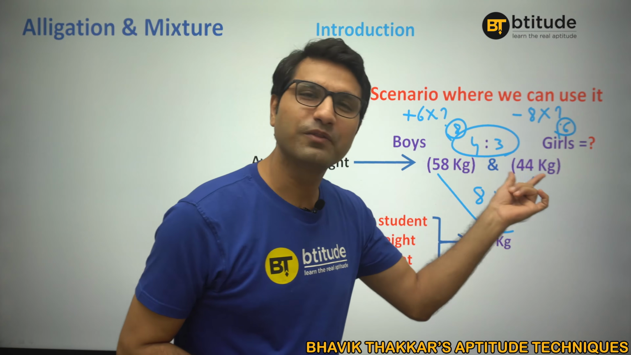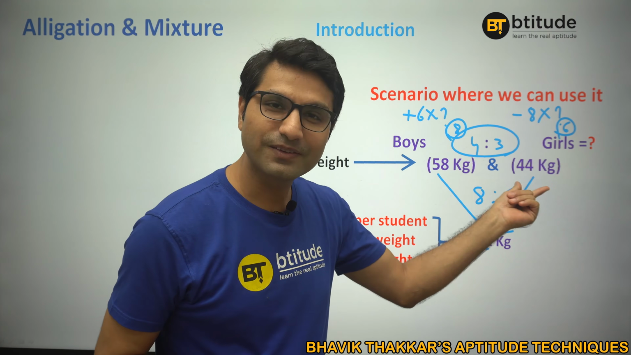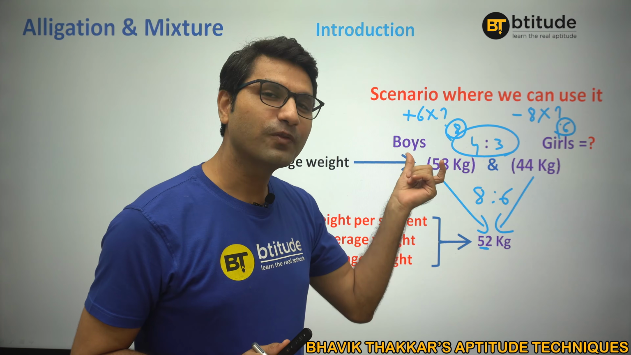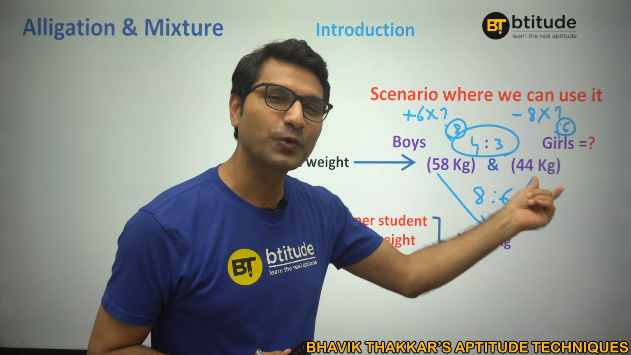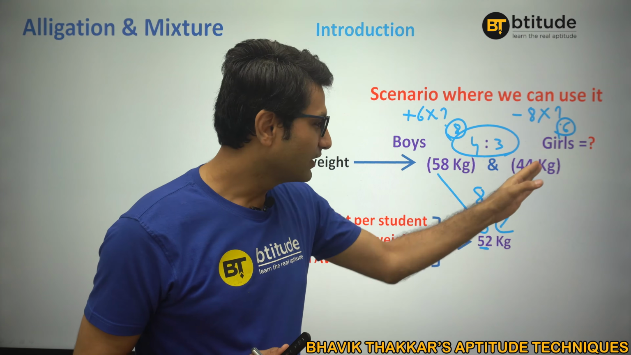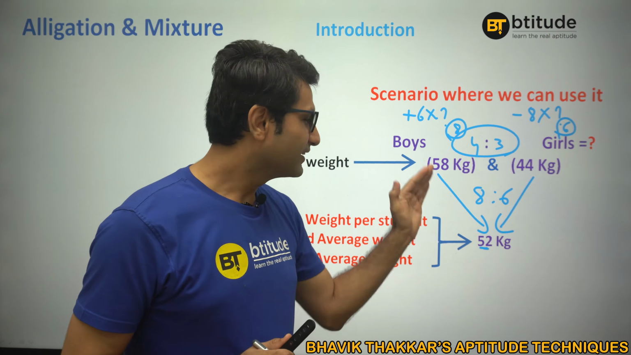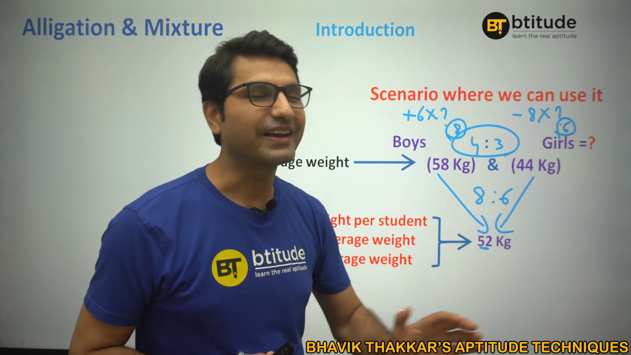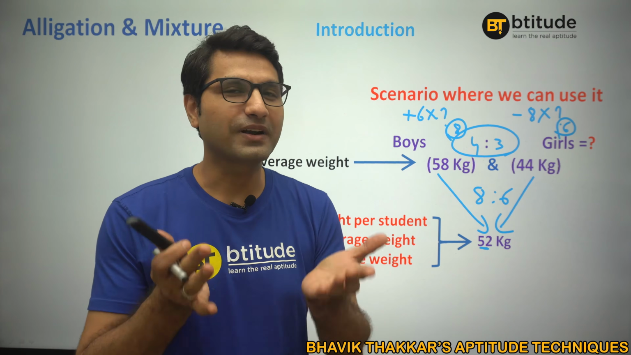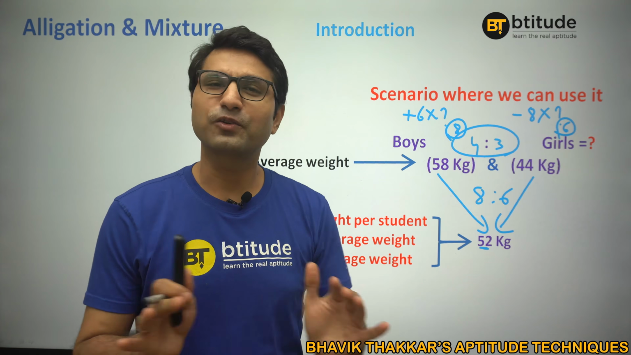Whenever we are given two different averages and the combined average of the group, the ratio of members or the quantity of those two groups will be found this way. How do we find it out? The difference goes to the other side. The difference of this and this goes to the other side. That's our shortcut. It is nothing but an Aptitude shortcut, but now everybody knows this particular shortcut.